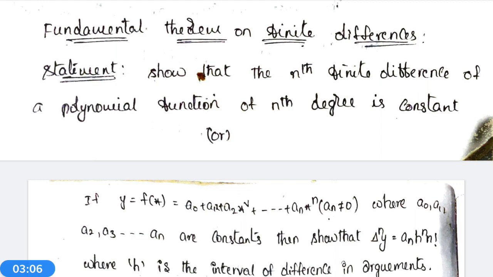Suppose an nth degree polynomial is chosen as a function of x, having argument x and having interval of difference h in the argument. Then applying the finite difference operator n times successively will give a constant value, and applying one more time, that is n plus 1 times, will give the value 0. That is the statement of the theorem.